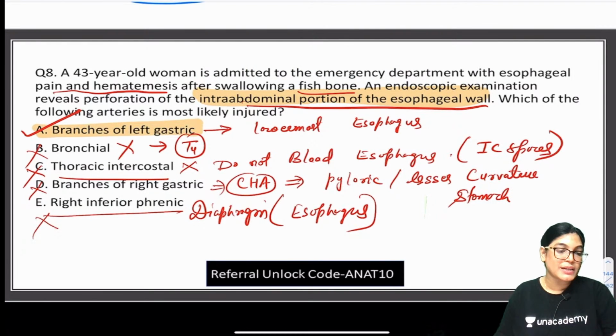So is the explanation clear to everyone? This is the reason the answer is A. Absolutely right, Akram, absolutely right.